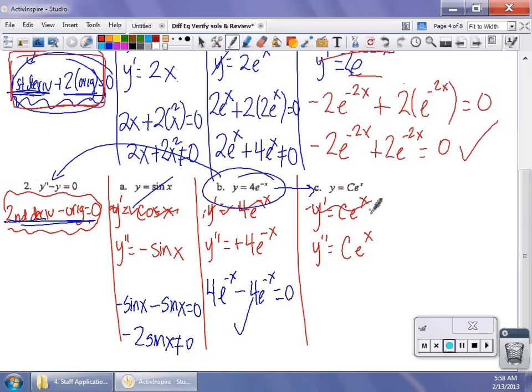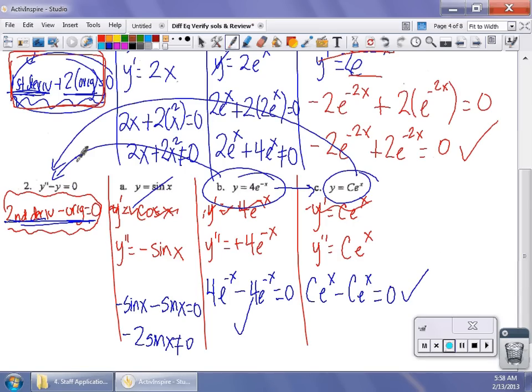Don't need the first derivative anymore. I'm going to run the test, which says take the second derivative, which in this case is ce to the x, subtract the original, which is ce to the x, and you do get 0. So this is also a solution to the differential equation, without actually solving the differential equation.